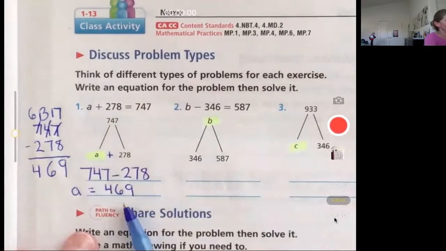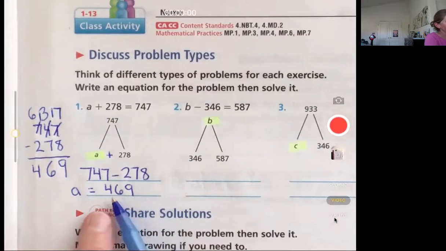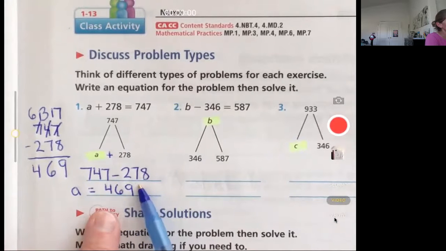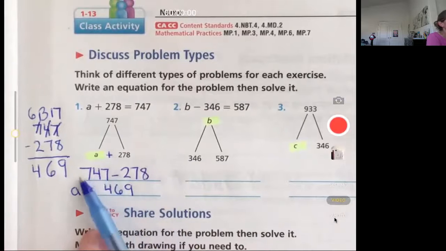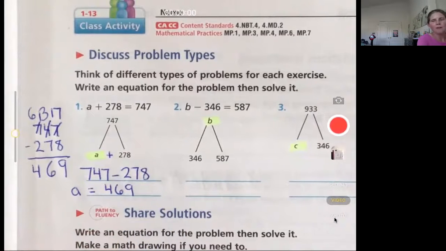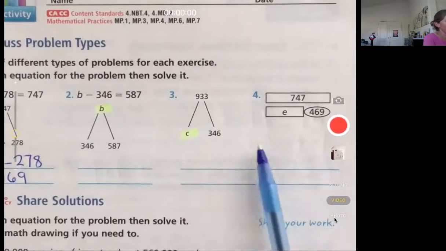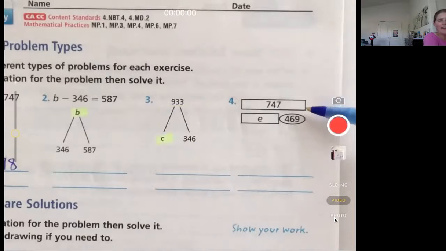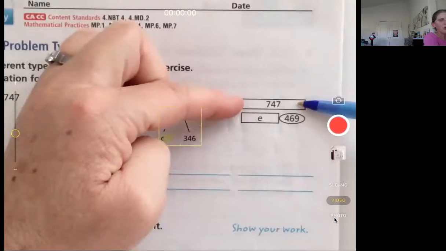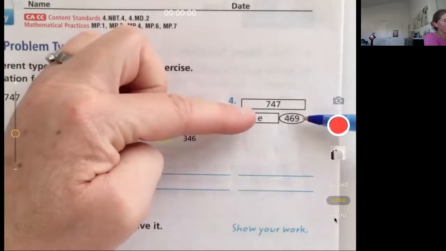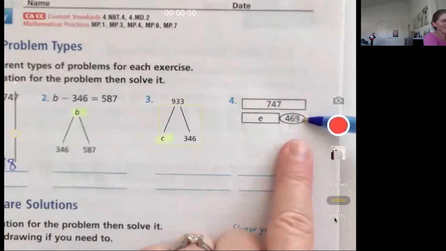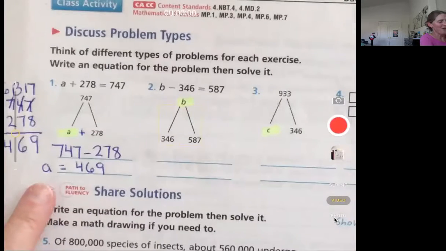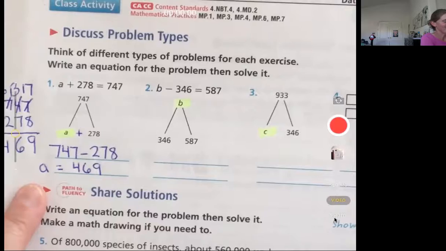A equals 469. And if I check it, 469 plus 278 should equal my total of 747. Okay? So you're going to do one more equation for each of these going across. Now this is another style, and again, it's just like the Math Mountain, being that the total is up at the top. This time, hey, that checks our answer, doesn't it? That got the same answer that we just found for A. So now we know we're correct.